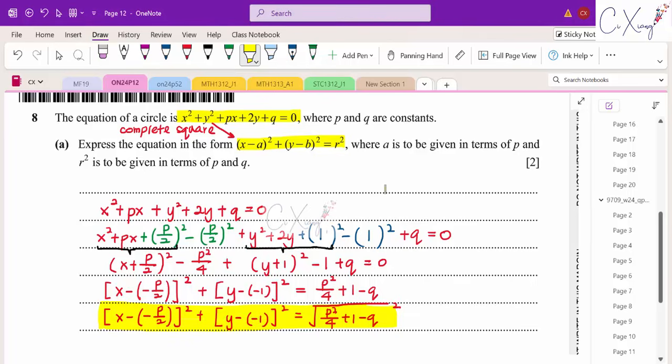So you can double check and see, is it A in terms of P? So your A is in terms of P, correct? And then is it r squared in terms of P and Q? So in the r squared here, you are having both P and Q, which is also correct. Yeah, so this is how we complete the square to get a standard form of a circle. Then let's continue to part B.